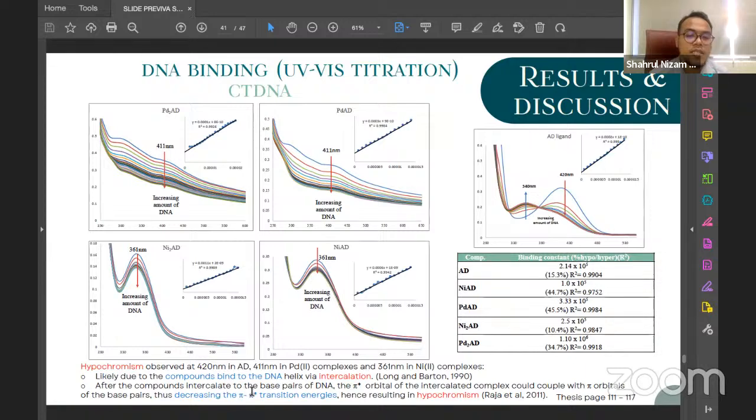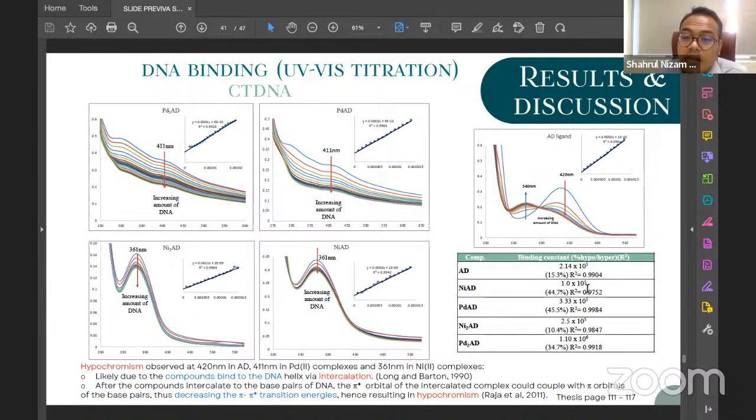After the compounds intercalate into the base pairs of DNA, the pi antibonding orbital of the intercalated complex could couple with the pi orbitals of the base pair. So remember, in your DNA, you have base pairs. Siapa yang ingat structure DNA? Ataupun yang tahu, do you have any general knowledge of DNA? Yeah, they have these base pairs. Base pairs itu boleh ada interaction with the complexes. And what happened? They will decrease the pi-pi antibonding transition energies, hence resulting in hypochromism.